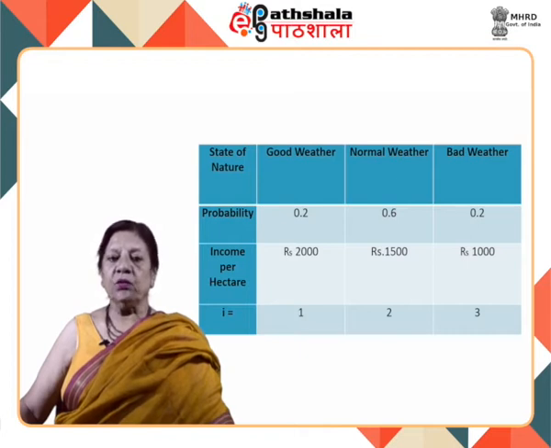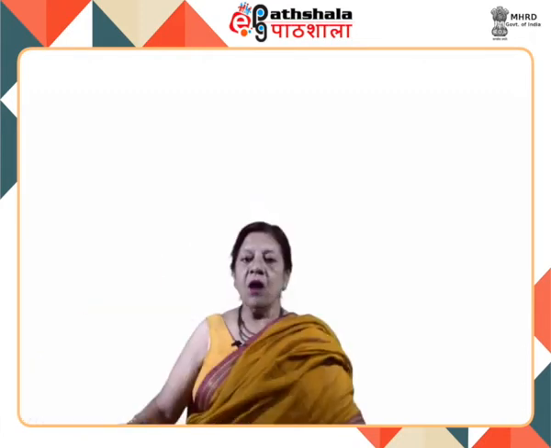I is equal to 1, 2, 3. In this case, the expected outcome is rupees 1500 and the standard deviation is rupees 316.23 per hectare. Here, the expected outcome of the prospect is smaller, but so is the average deviation from it and hence the risk. How can the two prospects be compared and which will the firm choose?